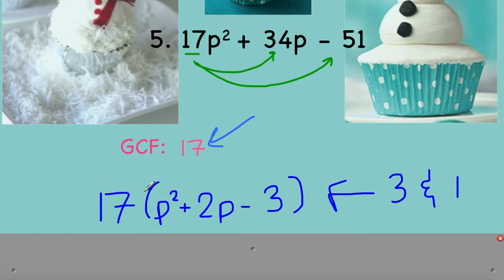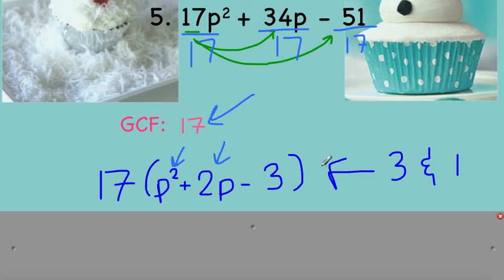So I pulled it out, and when I take 17 right here, I'm basically just dividing by 17 on all these terms, okay? And then whatever's left over, I write back in my trinomial. So 17 divided by 17 will leave me a p squared. 34p divided by 17 will leave me a 2p. And then negative 51 divided by 17 will give me a negative 3. So then, before I circle this as my final answer, I want to see, can I factor this anymore? And the answer is yes.